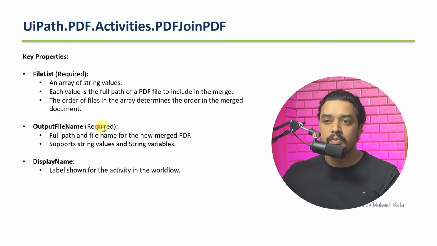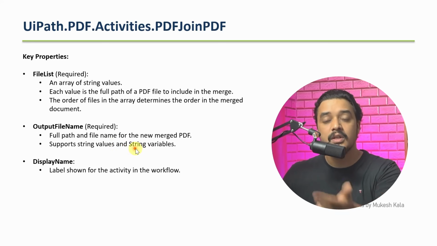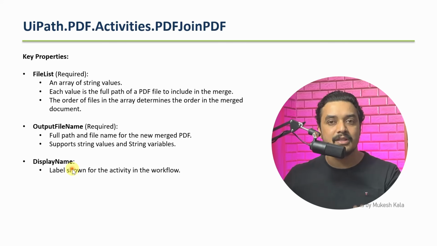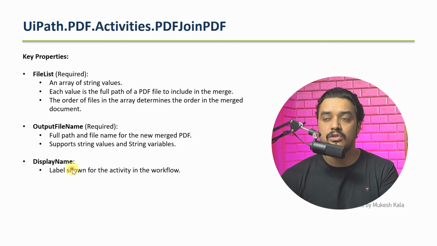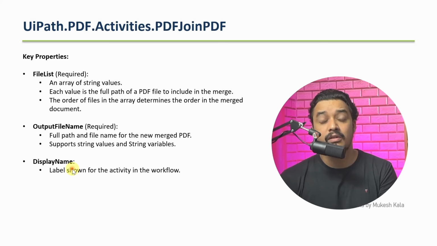If I talk about the output, that is a required file. You just need a full path of the file name to the new merged PDF. It supports string values. As I pass string values, you can pass the string variable as well. And then there is something which is called display name, which is the name of the activity, right? So this was the simple plain activity, guys, which is called join PDF, and you can use it for different use cases, right? So that is it.